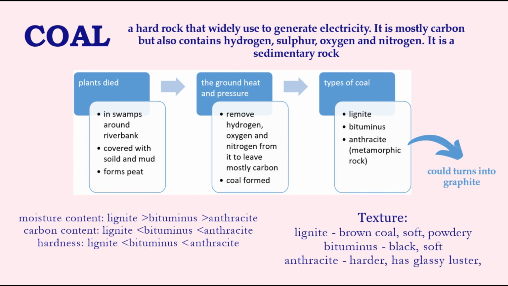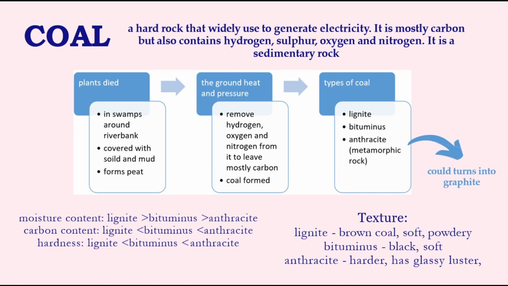Due to the ground heat and pressure, hydrogen, oxygen and nitrogen are removed to leave mostly carbon until coal is formed. There are a few types of coal during the formation: lignite, bituminous and anthracite, a metamorphic rock that could be turned into graphite. If we compare, lignite has a higher moisture content than bituminous and anthracite, while anthracite is higher in carbon content and is the hardest coal compared to bituminous and lignite.